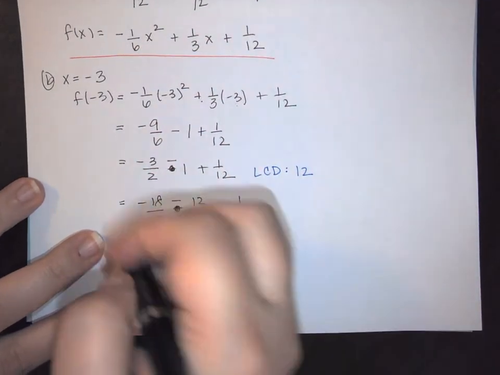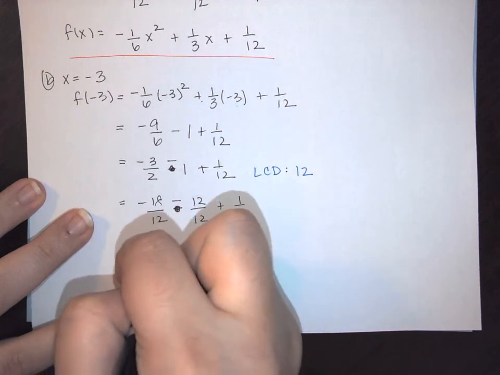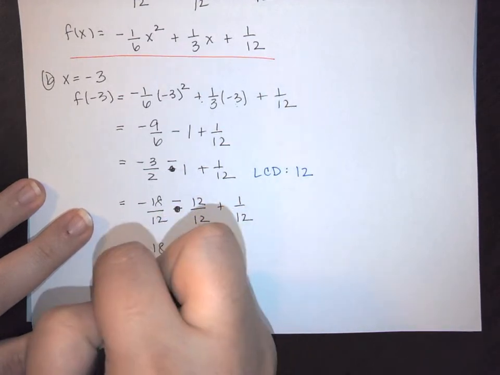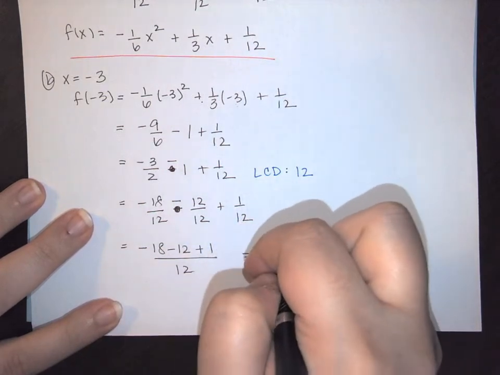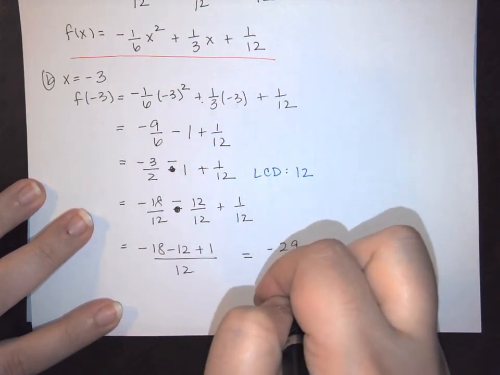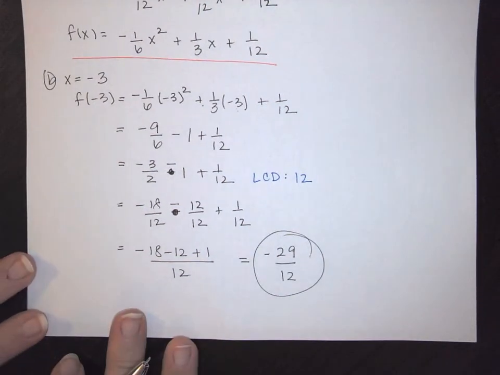So what we really have here is negative 18 minus 12 plus 1 all over 12, which is going to give us negative 29 over 12, and that was your evaluation.